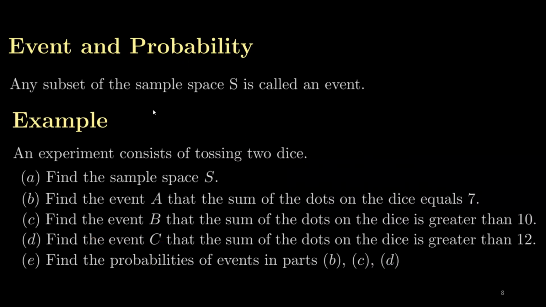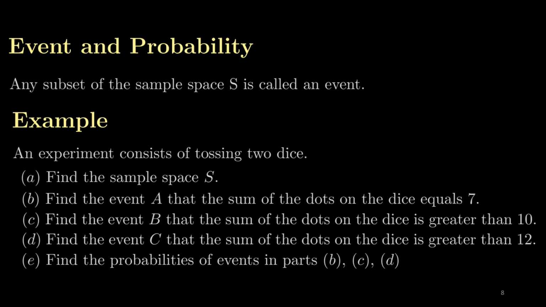Then another important term is the event. So event and then probability. So what is an event? Any subset of the sample space is called an event. The simple example is that if you toss a coin, you have 2 outcomes, that is head or tail. So your sample space contains head or tail. In that case, head is a sample point and head is also called an event.